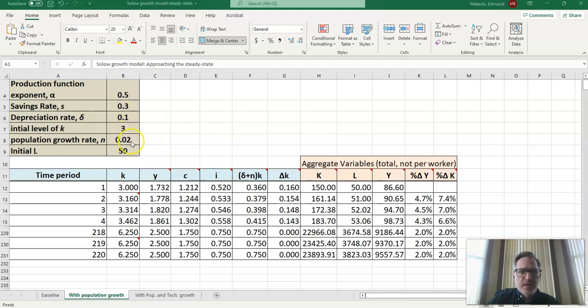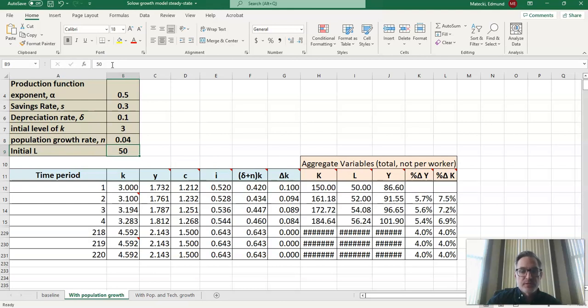We can also run some experiments to see what happens when our population growth rate changes. So right now it's set to 2%. What happens if we were to change this to, say, 3%? Now think about your Solow graph. This would cause that break-even investment line to shift up, sort of rotate to the left. So an increase in the population growth rate should cause the steady state value of capital per worker to decrease. So let's see if that actually happens. Let's change this from 0.02 to 0.04, so 4%. We can indeed see that is the case here. Steady state capital per worker is now down to 4.592.